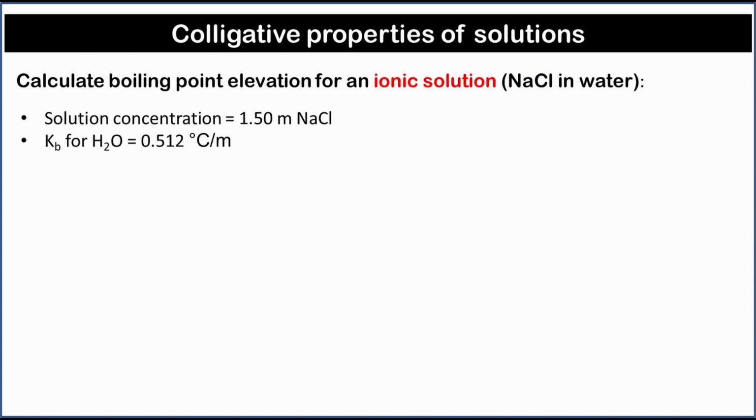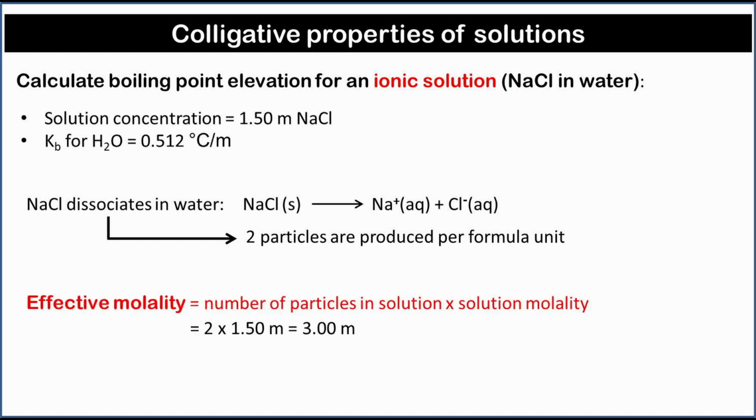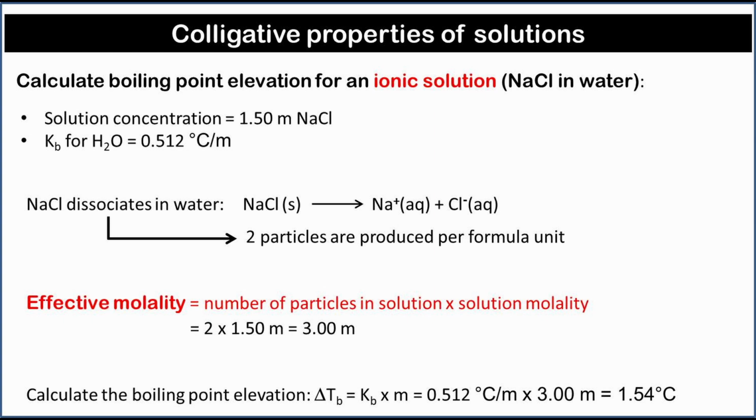Here is a sample problem to calculate the boiling point elevation for an ionic solution, in this case sodium chloride in water. Given are the solution molality and the molar boiling point elevation constant for water. First, we have to determine how many particles are produced per formula unit when sodium chloride is dissolved in water. Since the colligative properties depend on the number of solute particles, we need to calculate the effective molality. The effective molality is equal to the number of particles times the solution molality. Now the boiling point elevation can be calculated.